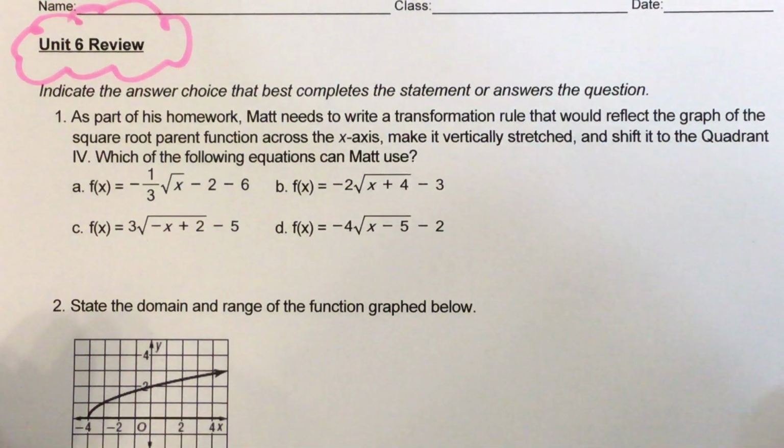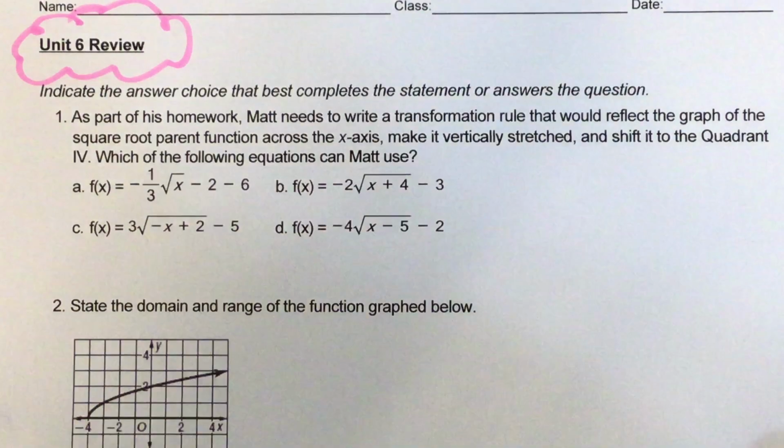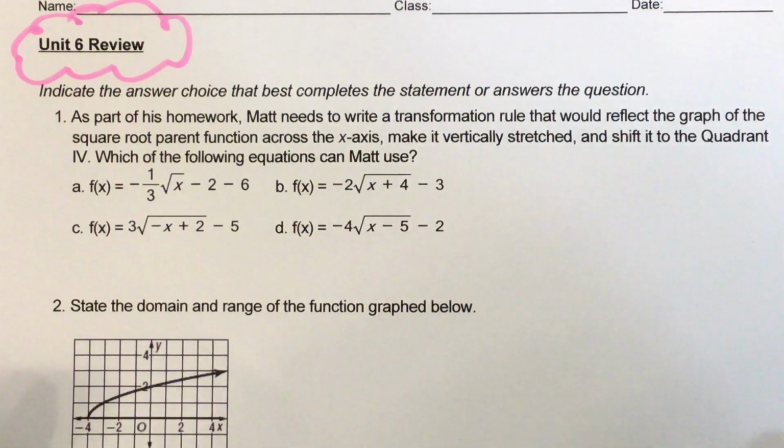Okay, let's get ready for our Unit 6 test. Number 1, as part of his homework, Matt needs to write a transformation rule that would reflect the graph of the square root parent function across the x-axis, make it vertically stretched, and shift it to quadrant 4. Which of the following equations can he use?